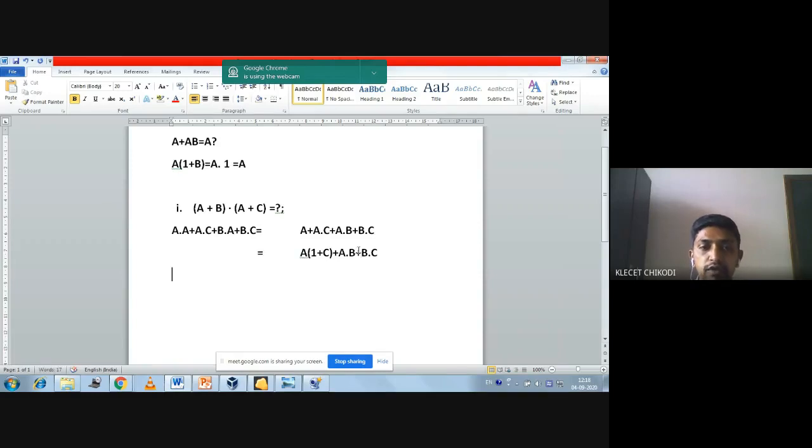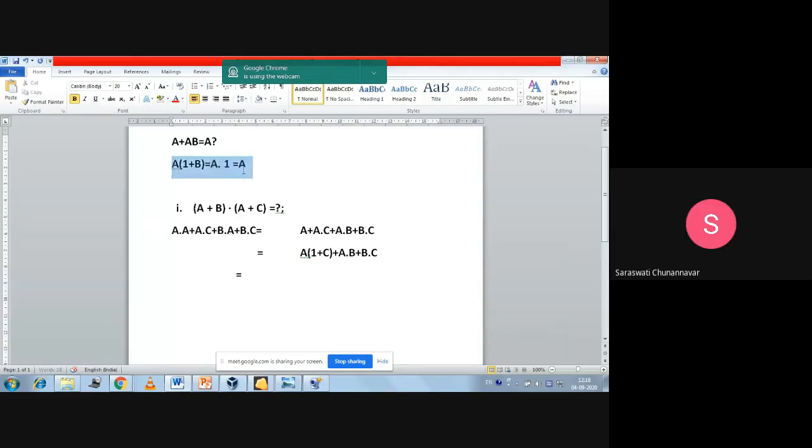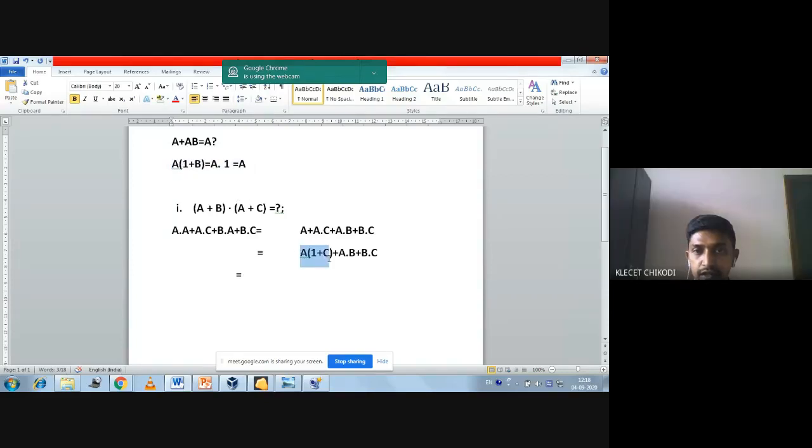Now what will be the value here? A into (1 + C). You can apply this rule here, then you will get A. After that, A into B. After that, B into C. Now, any further simplifications?